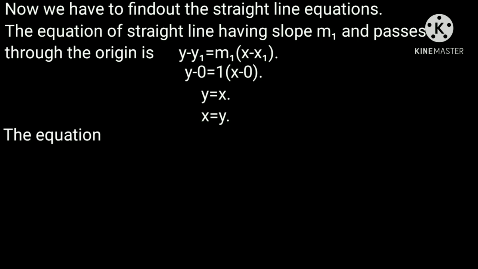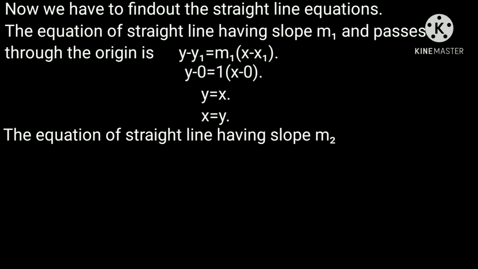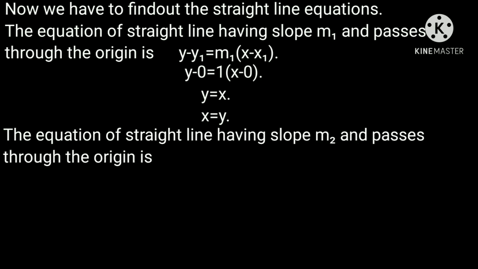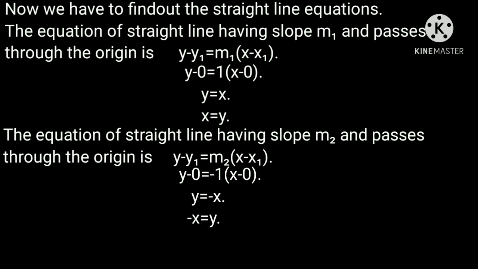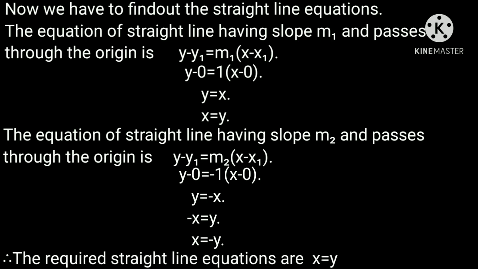And the equation of straight line having slope m2 and passes through the origin is again formula y minus y1 equal to m2 into x minus x1. Here also substitute x1, y1 and m2 values. Then y minus 0 equal to minus 1 into x minus 0. From this y equal to minus x. Then minus x equal to y, x equal to minus y. Therefore, the required straight line equations are x equal to y and x equal to minus y. This is our required problem solution.